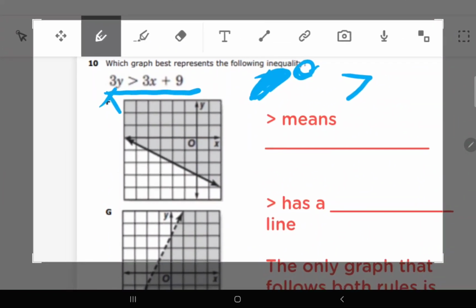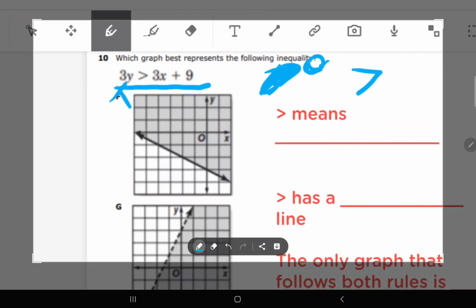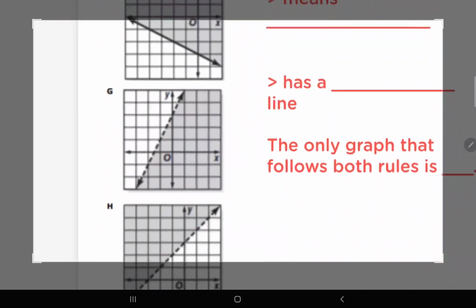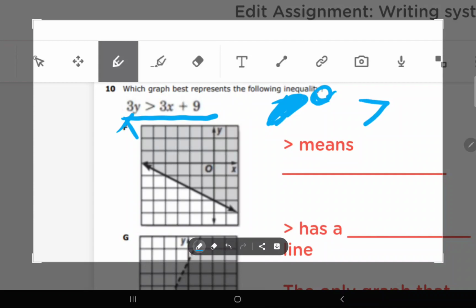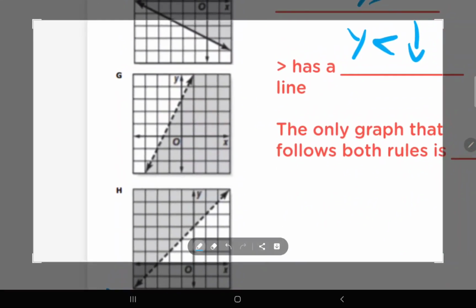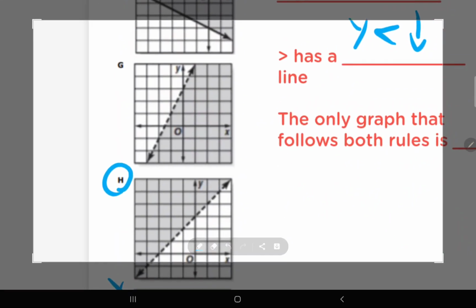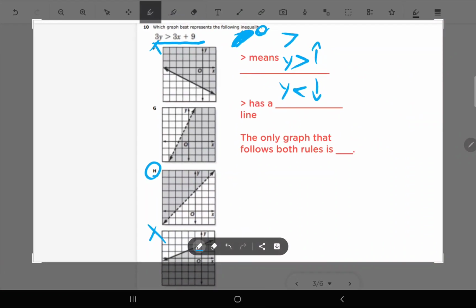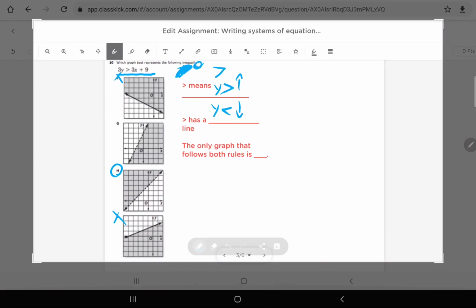Now, the second thing that I need to focus on: am I going to shade up or on the bottom? Very easy. I look at y, and if it's greater than, I'm going to shade the top. If y is less than, I'm going to shade the bottom. So my answer should actually be H. H is going to be my answer, and you just circle it and that's it.